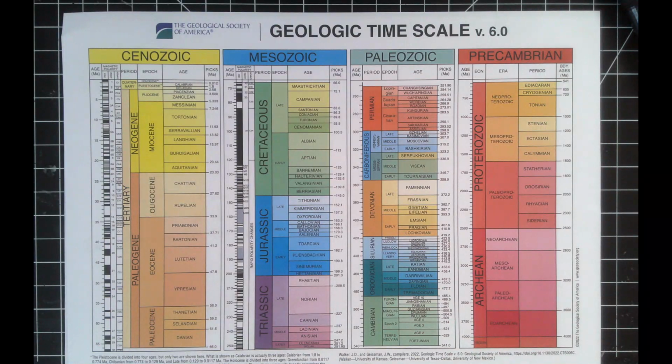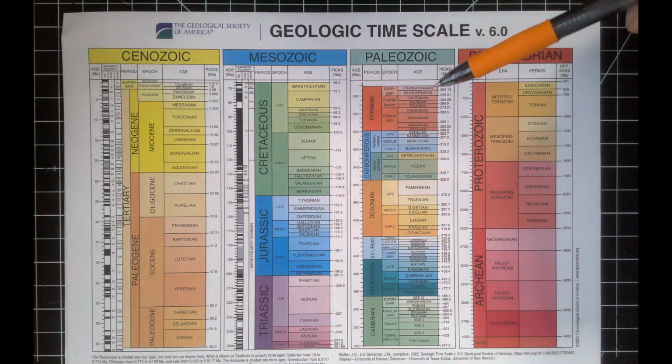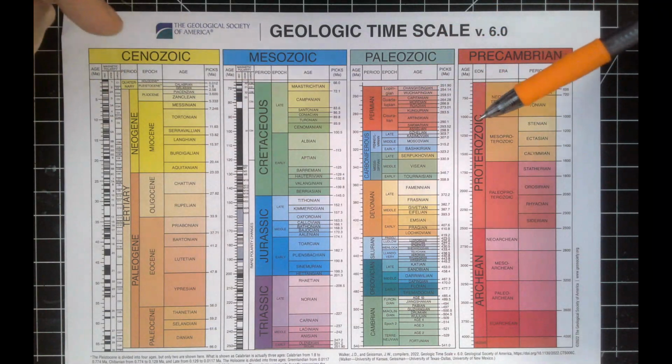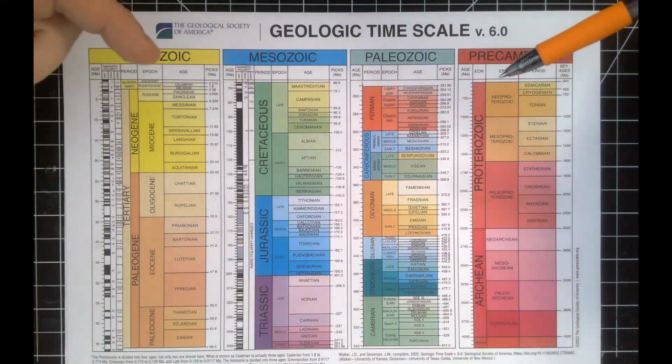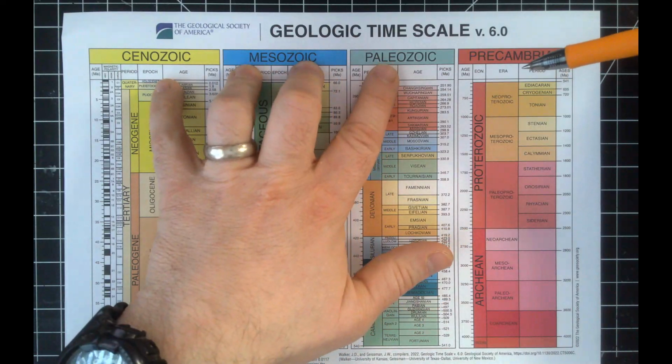I figured I'd go ahead and make a quick little video just breaking down the geologic timescale once again, for just some basic details, in case you missed anything or just need a little refresher. So here we have the Geological Society of America's geologic timescale. This is their version 6.0, and we basically break it down into a few major chunks, and surprisingly it's not actually what's listed here at the top.